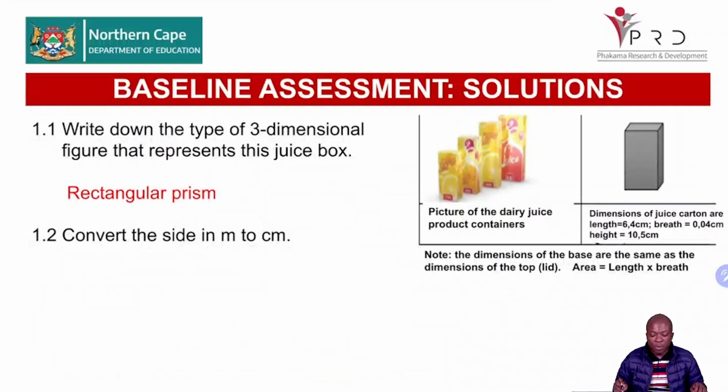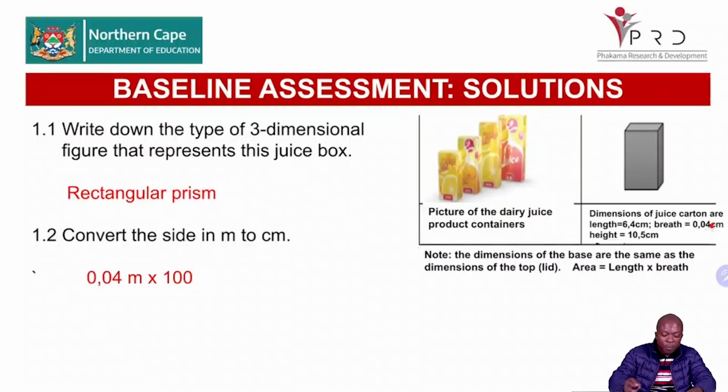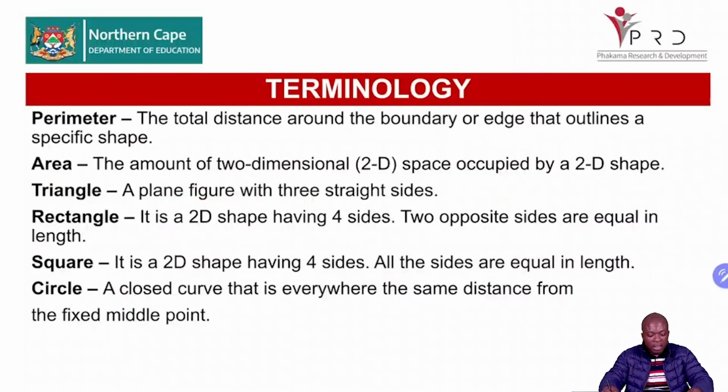And then we are saying you must convert the side in meters to centimeters. So you see here, it's 0.04. It was written as centimeters, but it was actually in meters, which is 0.04 meters. We multiply that by 100, and that will give us 4 centimeters. So make a correction on that if you can. The value is 0.04 meters, not centimeters. That will allow us to convert it from meters to centimeters.